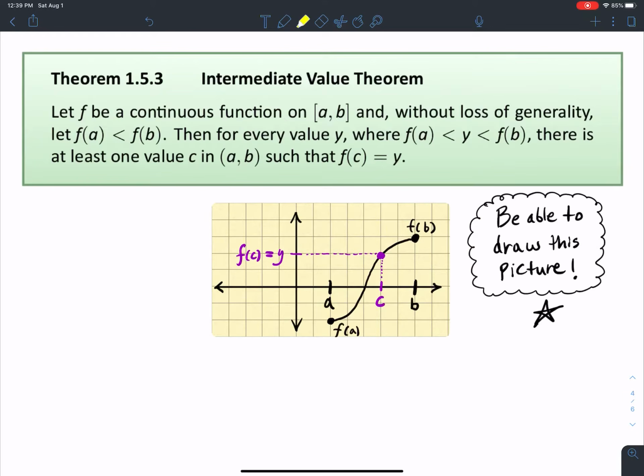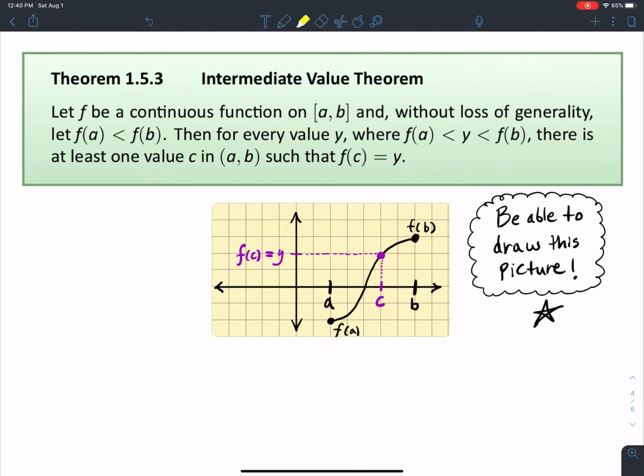Make sure that you're able to draw this picture and you understand that if you have some continuous function here, and you know that it's a closed interval and f of a is less than f of b, then you can find some x value between a and b so that the output, the y value, is between those two values there.